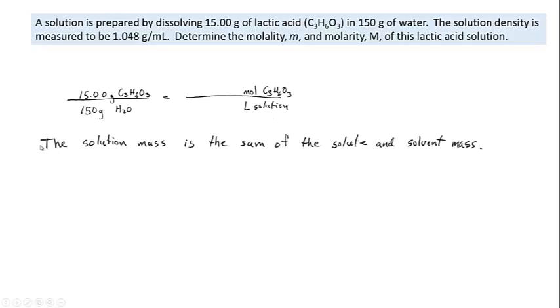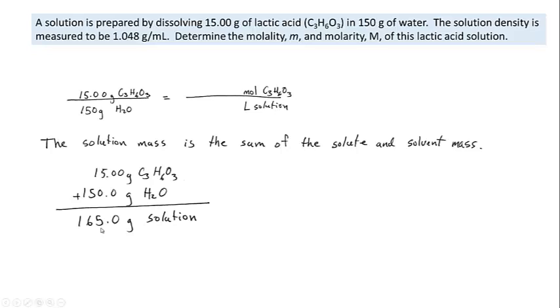And so the new piece, the difficult piece here, is to calculate the liters of solution, and the solution mass will be the sum of the solute mass and the solvent mass. So in this case, the solute mass, 15 grams of lactic acid, are combined with 150 grams of water, and that sums to 165 grams of solution. So now we can think of that as converting water into solution.